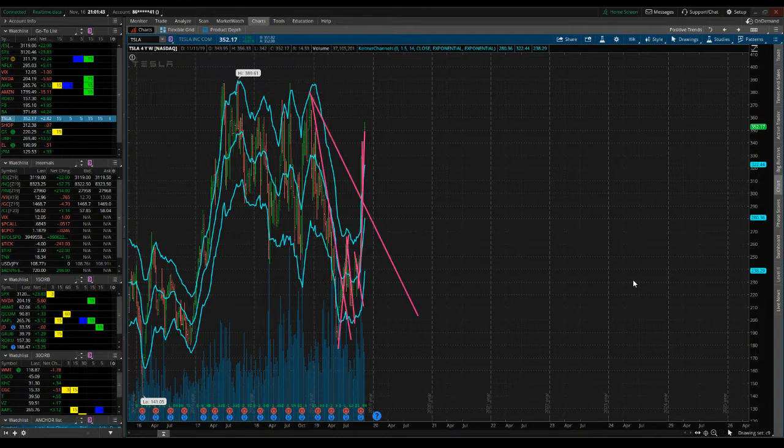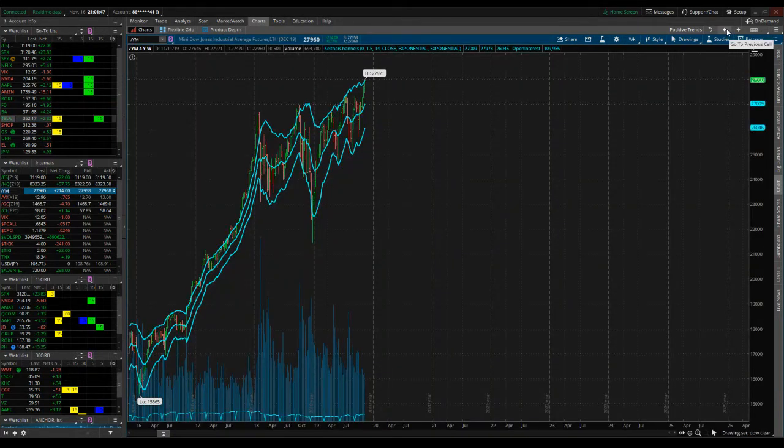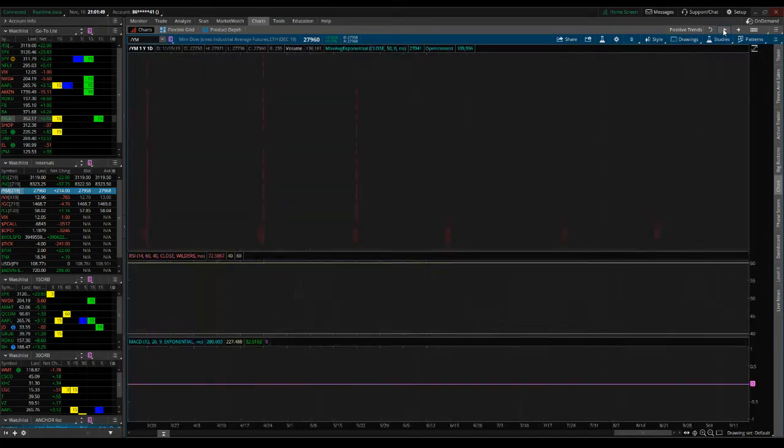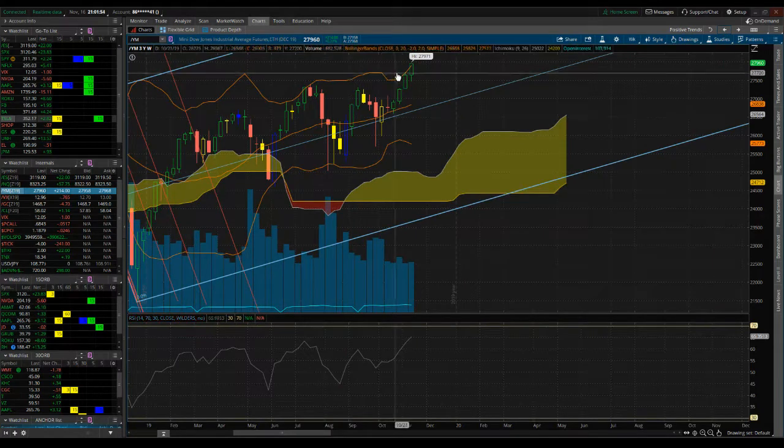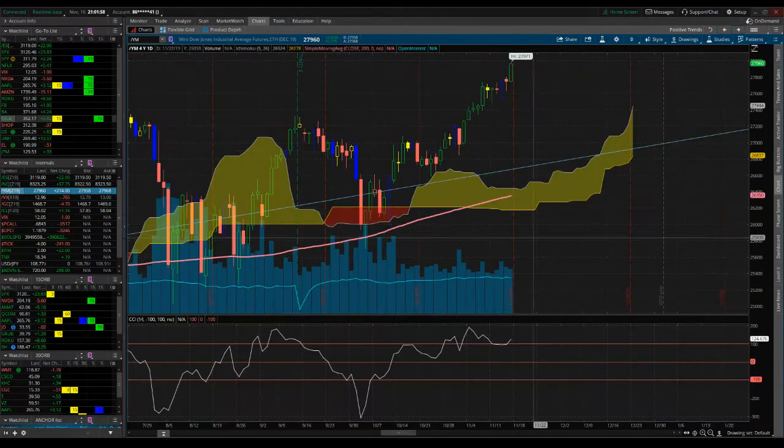Okay, let's take a look at the Dow. New record this week, right? Dow all-time highs. Let's take a look here. Weekly strong, right? Also over the upper Bollinger Band on the weekly. Daily super strong too. Okay, so then we go and review the Dow stocks for the week.